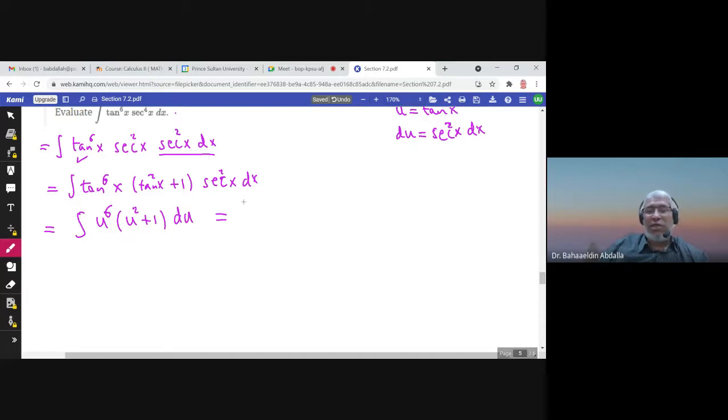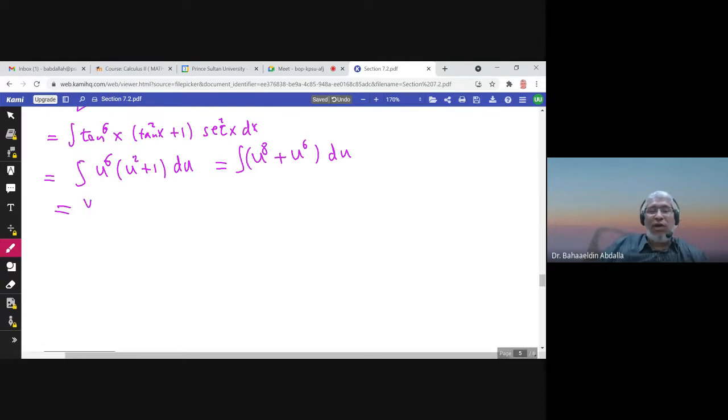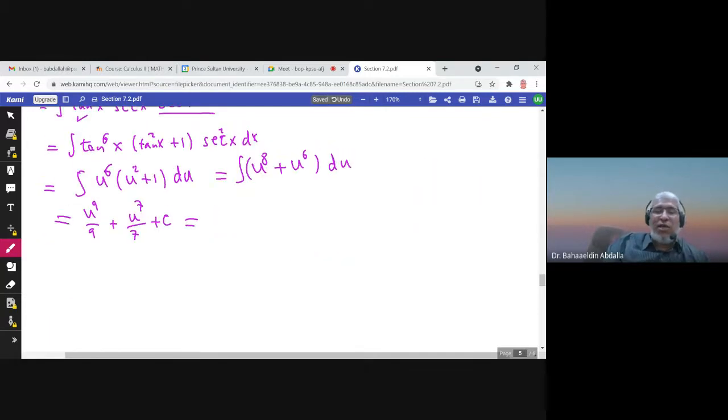And now this is an easy integral. You expand, you have u to the power 6 plus 2, 8. And u to the power 6 times 1 is just u to the power 6. And the integral would be u to the power 9 over 9 plus u to the power 7 over 7 plus c. And what is u? U is tan. So the answer would be 1 over 9 tan x to the power 9 plus 1 over 7 tan x to the power 7 plus c. And that's the answer.